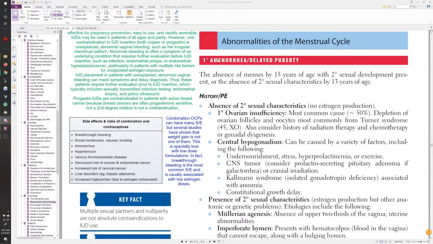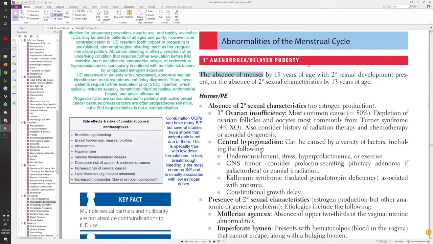Here, the first topic is primary amenorrhea, or delayed puberty, the absence of menses by age 15 with secondary sexual development present, or the absence of secondary sexual characteristics by 13 years of age. Right, so it's really just the absence of one or the other. So you can see there's two things here. The first one was not having menses, but even though this girl may not be having menses by age 15, she should have secondary sexual development.